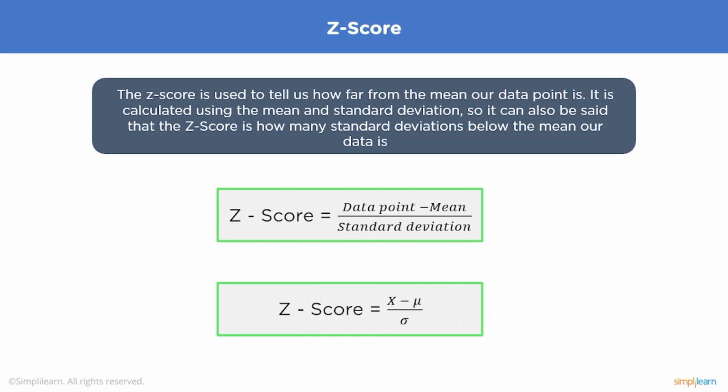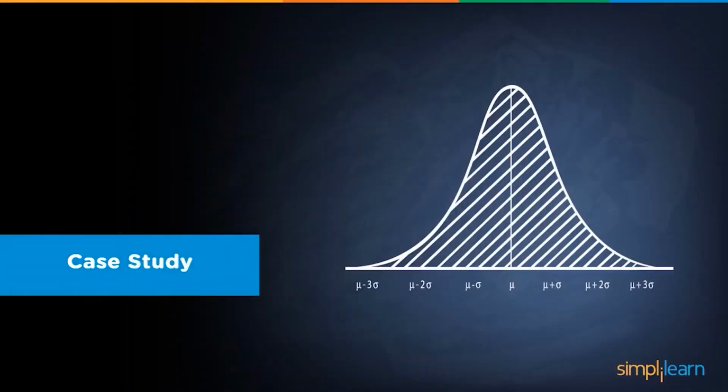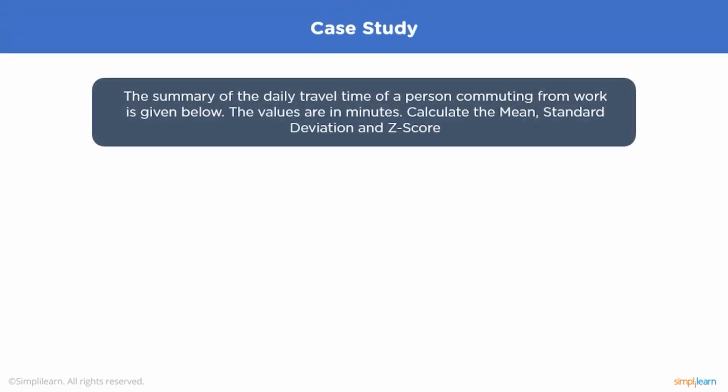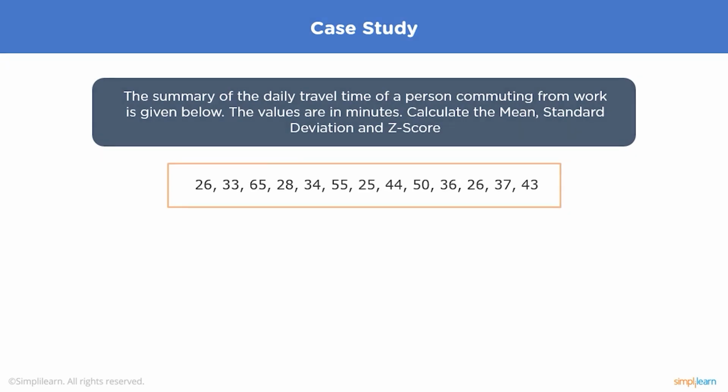Now let's see how we can find the z-score from data points with the help of a solved example. Let's do a case study. In this case study, we'll be taking the summary of daily travel time of a person who's commuting to and from work. All these values are in minutes. Using these values, we have to calculate the mean, the standard deviation, and the z-score. These values are as shown. As we can see, there are 13 values in total.